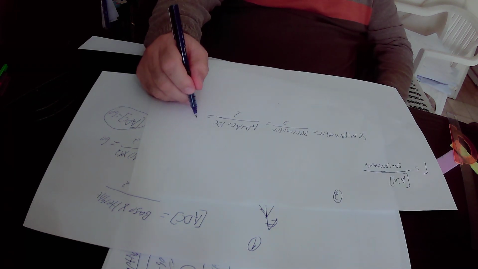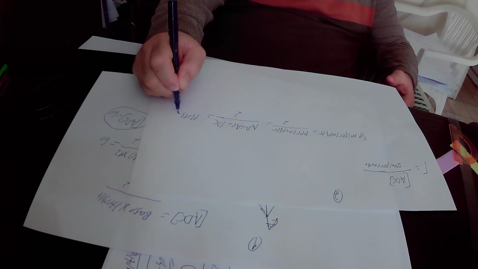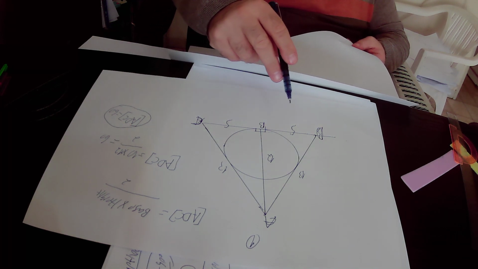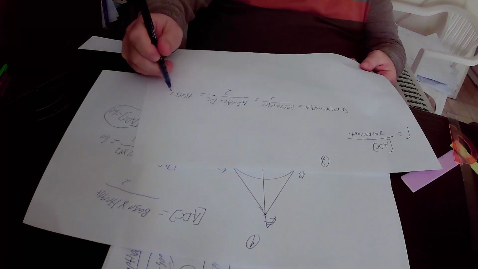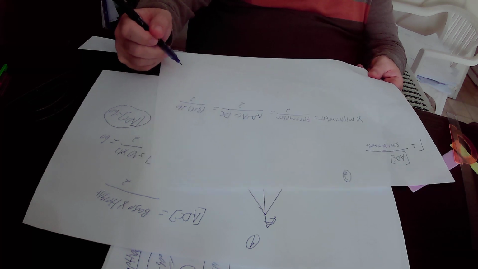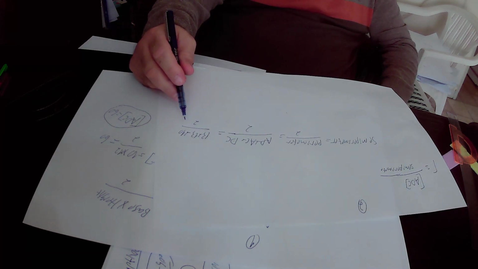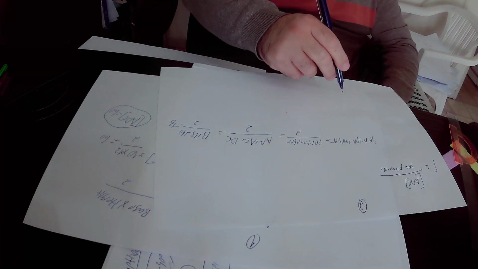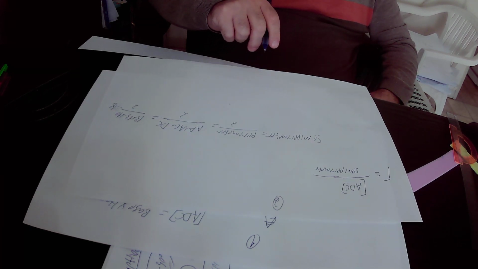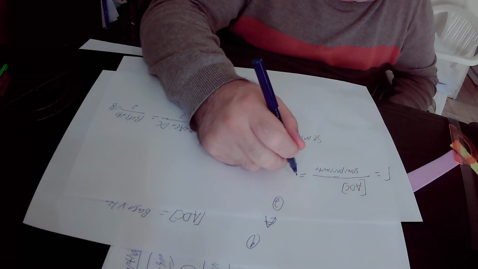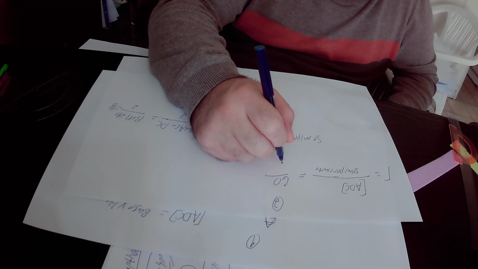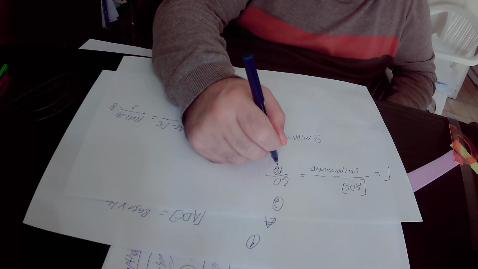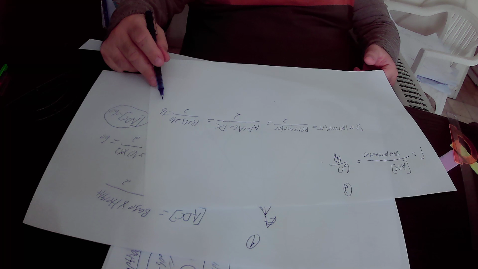AD equals 13 units, AC equals 13 units, and DC, it is the base of triangle ADC, equals 10 units, all divided by 2. 13 plus 13 is 26, 26 plus 10 is 36, 36 over 2 is 18. So we found out that the semi-perimeter of triangle ADC equals 18 units.